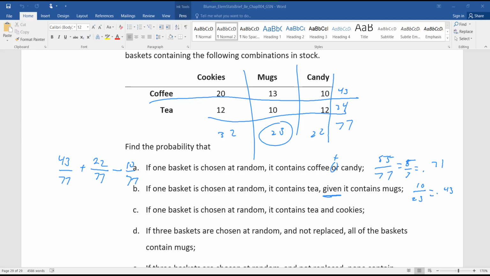All right, if one basket is chosen at random, it contains tea and cookies. Now, typically that means multiplication, but with this chart, we can just look at it. So tea and cookies is what? 12. And how many total are there? Whatever that number is.